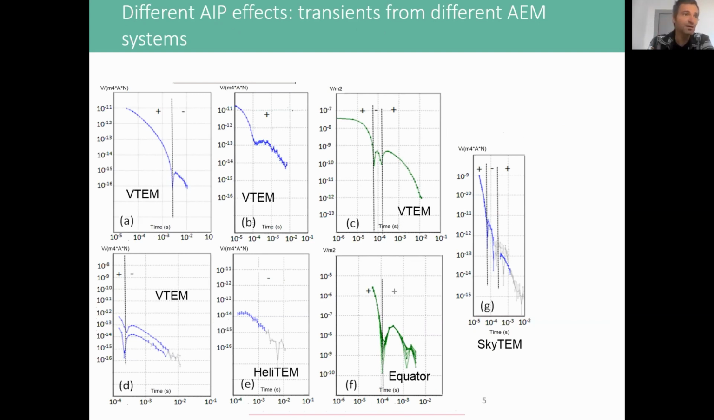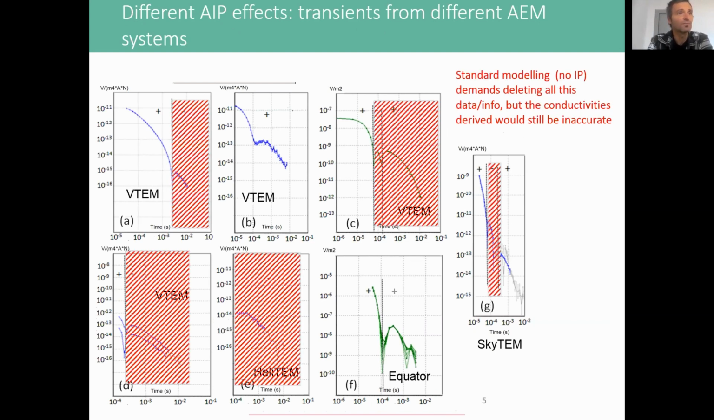Basically, if you don't model IP, the only thing you can do is get rid of all this data, all the negatives, and then hope that there will be enough. Unfortunately, your hopes will not be answered because simply taking away the negatives doesn't take away the entire IP effect from the airborne EM data, because the transients do get distorted severely before they go negative. And even just taking away the negatives and inverting with a normal non-dispersive code is not going to give you the right resistivity.